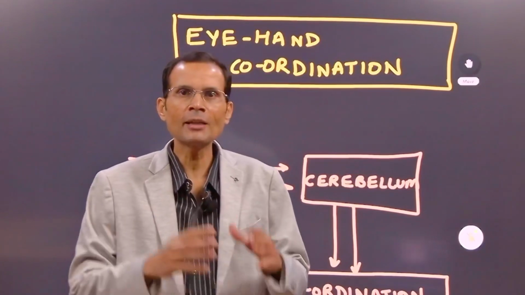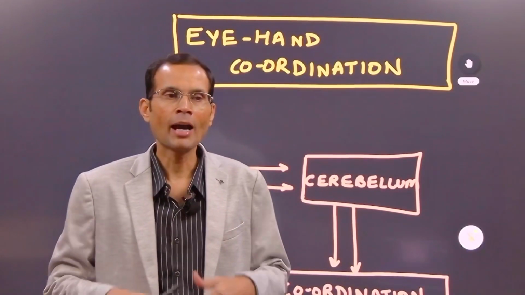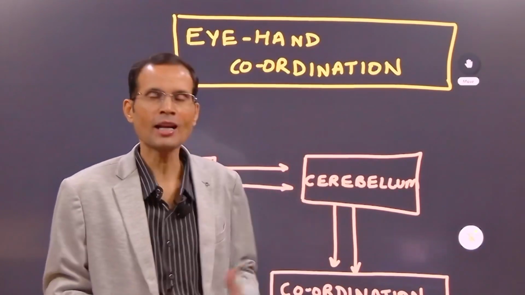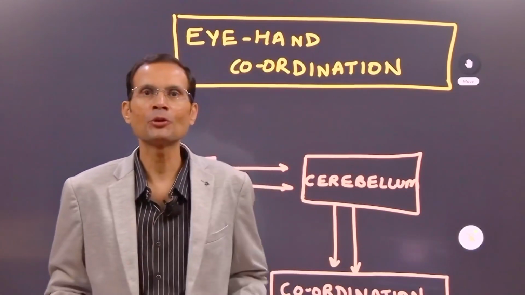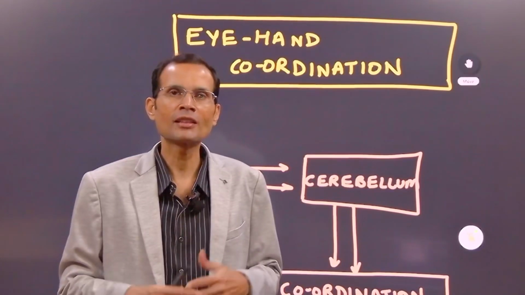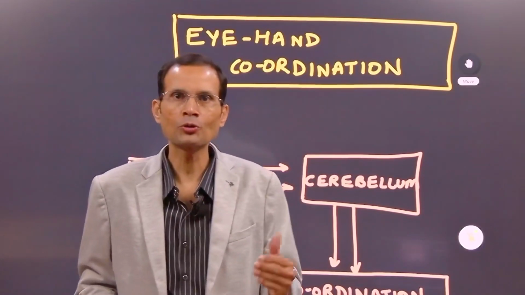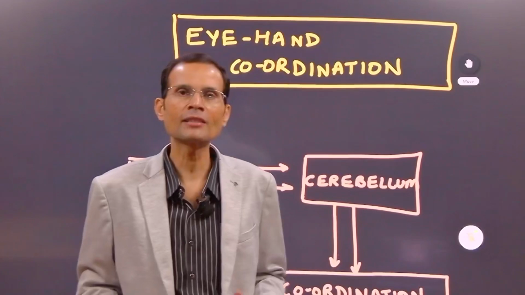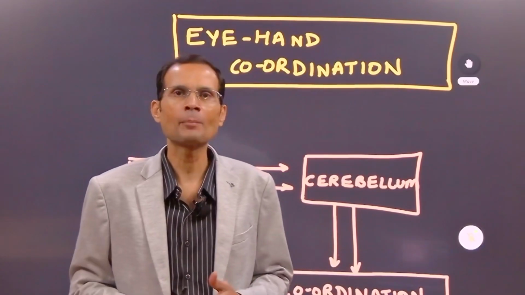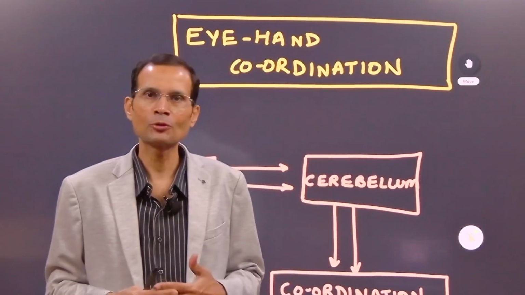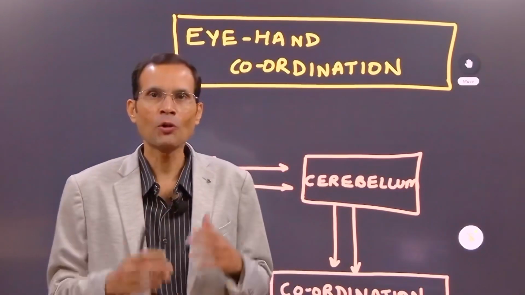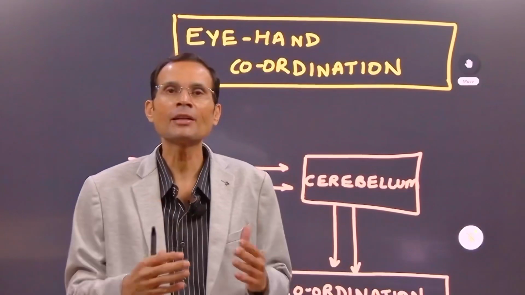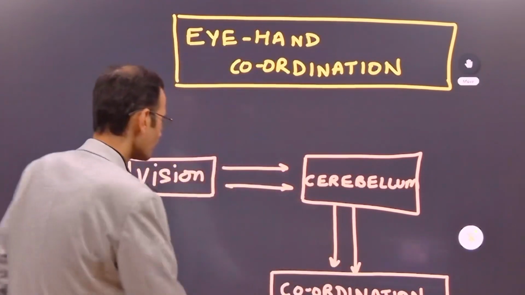So what is the circuit behind eye-hand coordination, and which neurons are responsible for this? We will see that in this particular video. And so far as the first year is concerned, you get a short note on eye-hand coordination from the CNS, and for PG entrance exam preparation also they can ask MCQ on this particular topic. So let's check out what's the circuitry involved in eye-hand coordination.